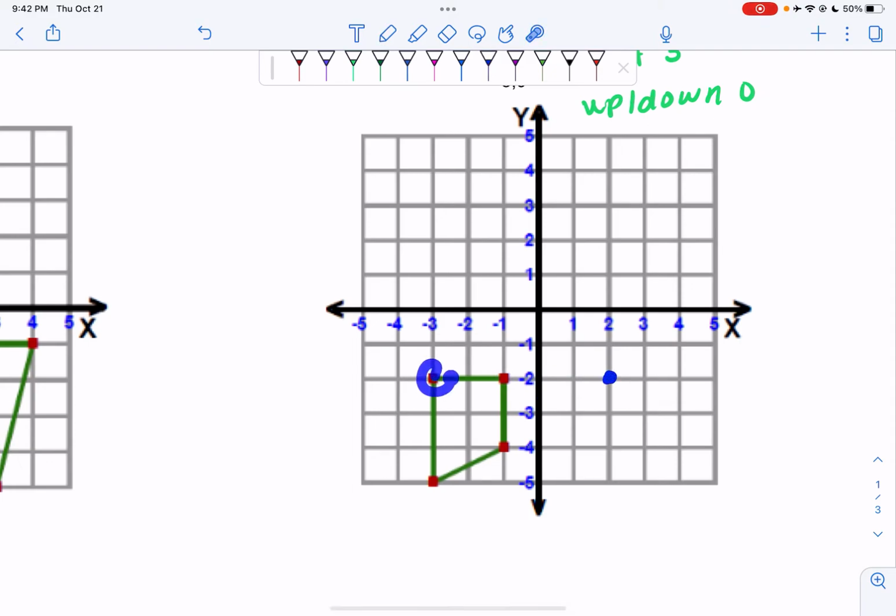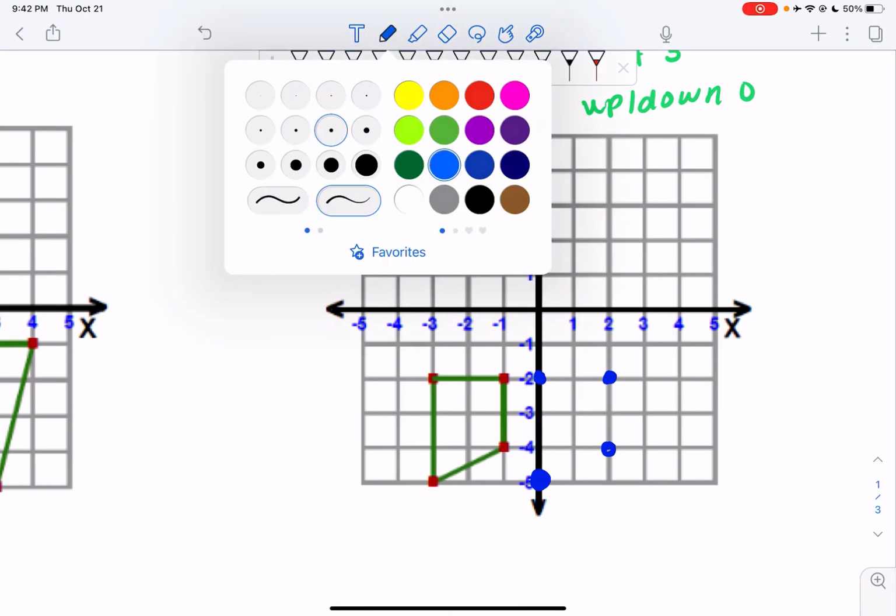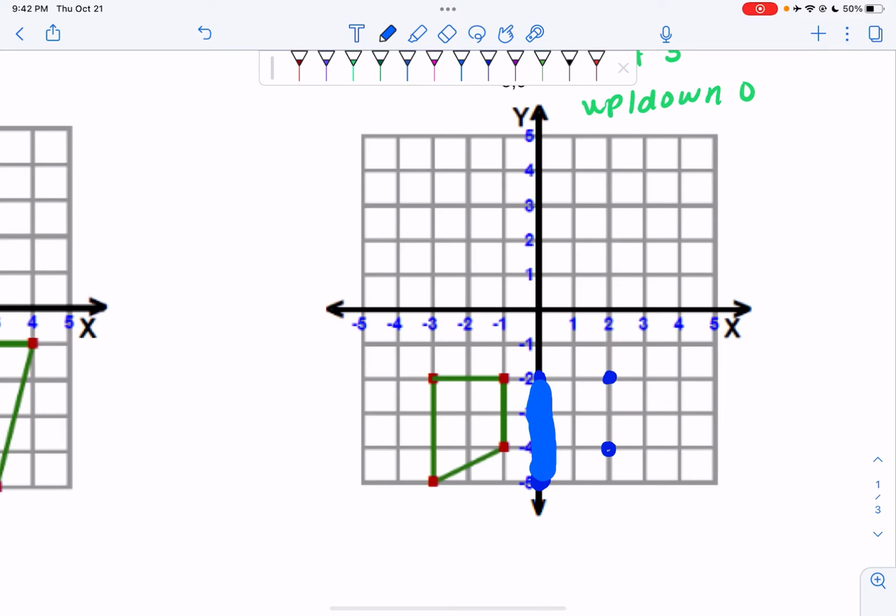Now I go to the right 3 from here. So 1, 2, 3, and I plot a point right there at 0, -2. Take this point, go right 3, 1, 2, 3, plot a point right there. And then I take this one, and I go right 3, 1, 2, 3, and I plot a point at 0, -5. I'm now going to connect those points with some straight lines. I'm going to make it a little thick, that way we can see it. Ooh, way too thick.